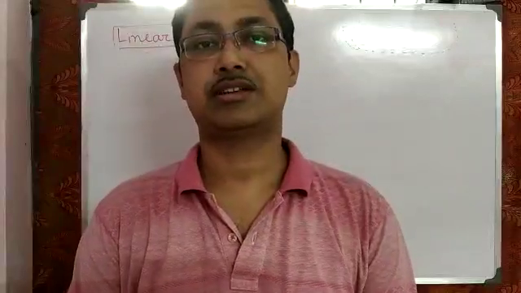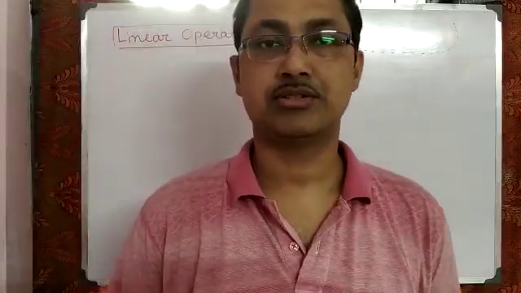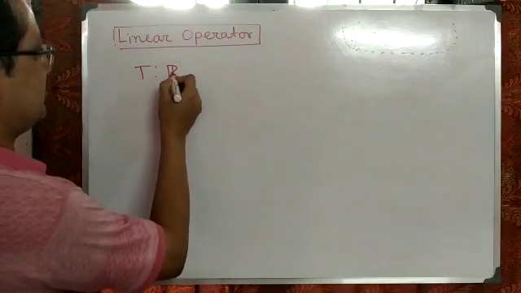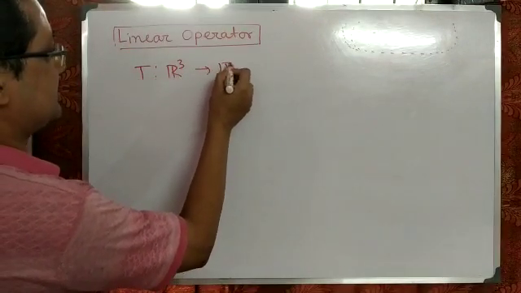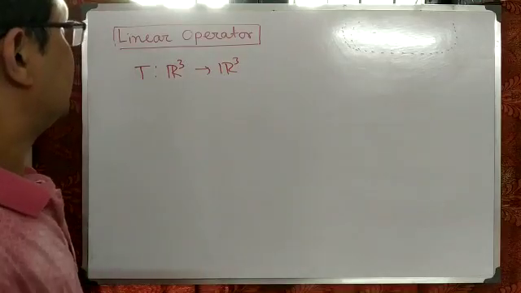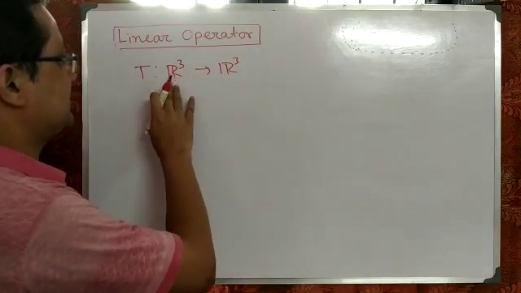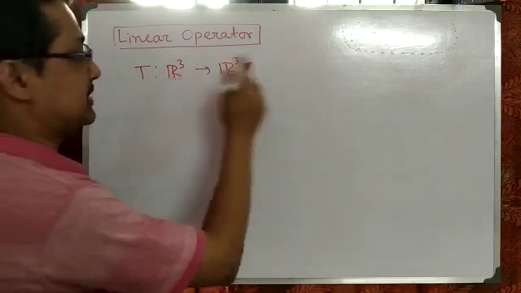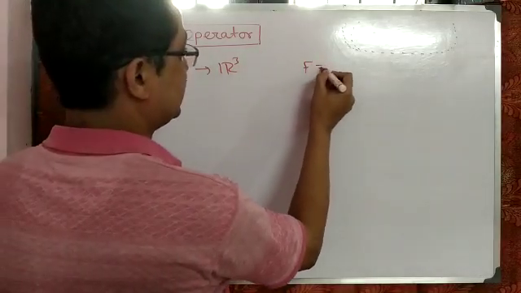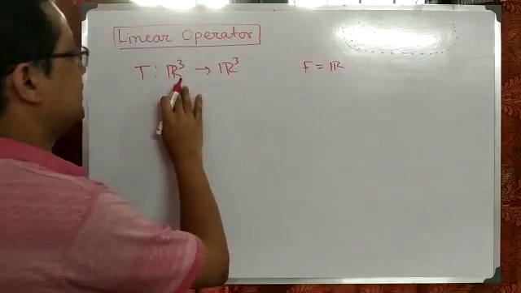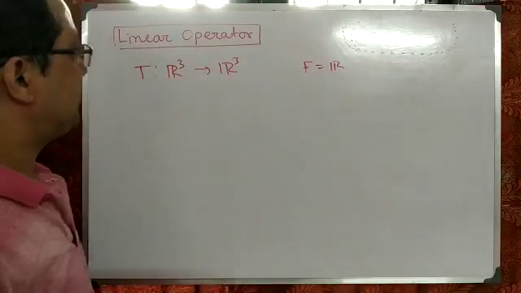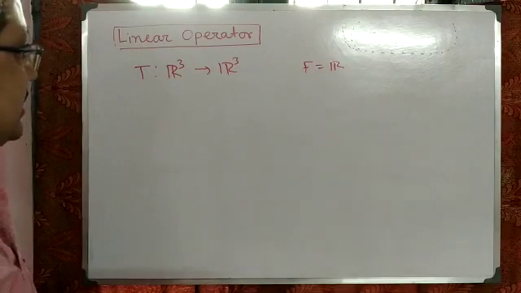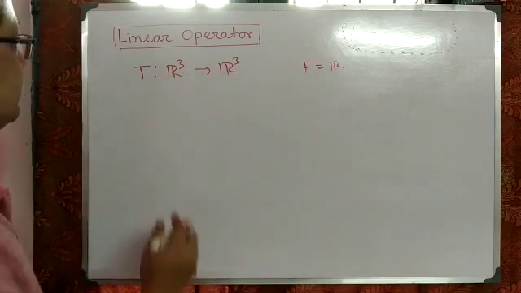We continue to the next example of a linear operator. Suppose we define a linear operator from R3 to R3. R3 is a space of dimension 3. It is a vector space over the field F, where F is R. So T is a mapping from R3 to R3. Now we define a linear operator from R3 to R3.